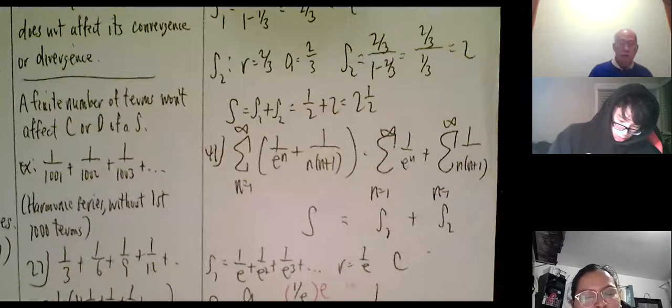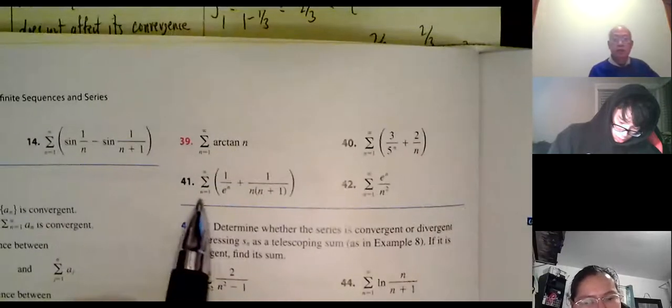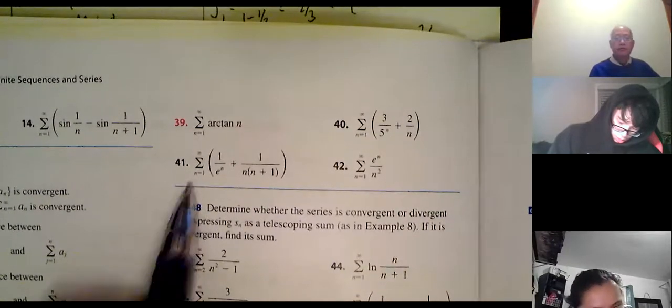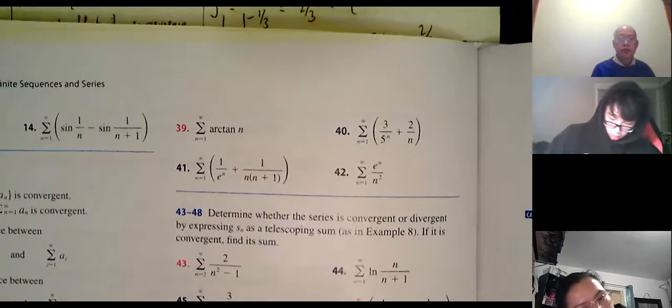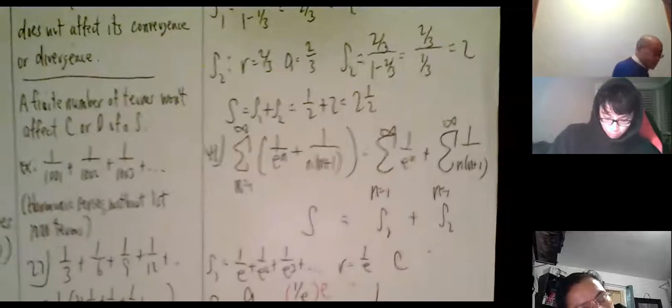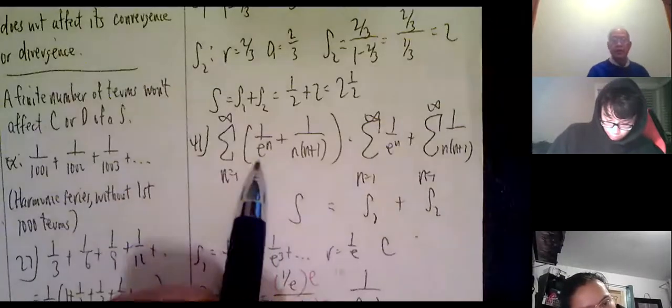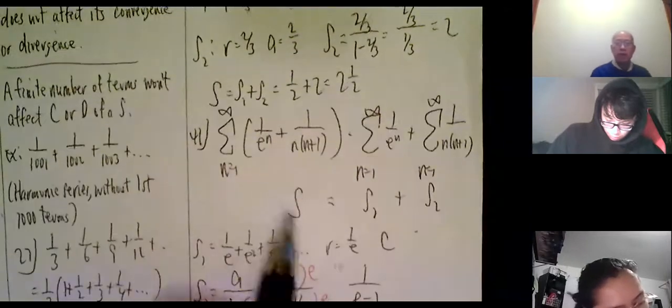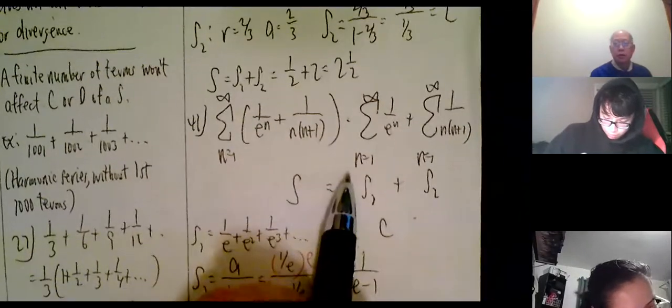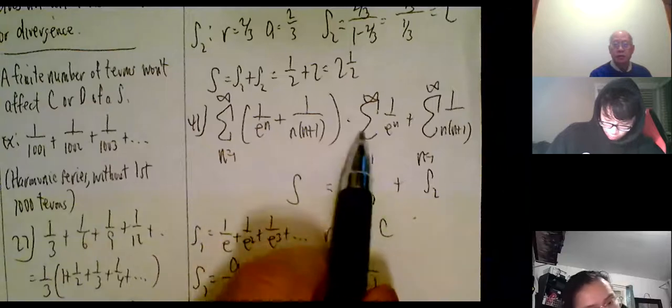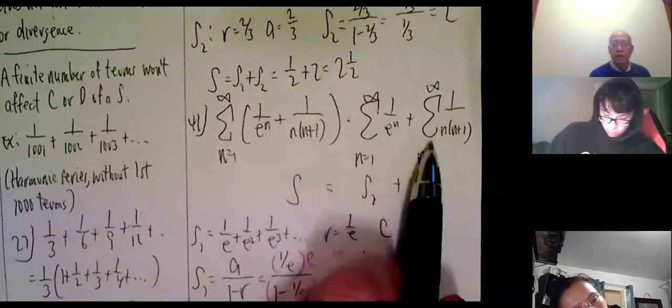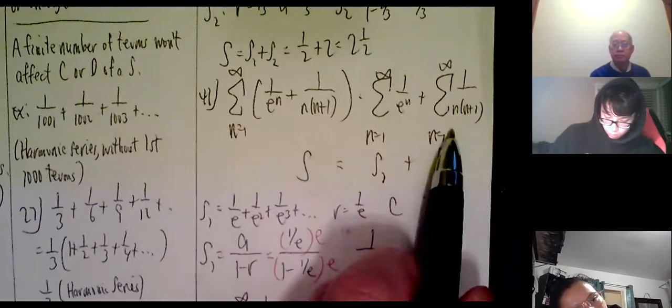Okay, then a much more complicated one, 41, and I notice 41 does match, believe it or not. So we'll do 41. 1 over e to the n plus 1 over n times n plus 1. There's a trick to doing this one. This one's not that bad, actually. Break it into 2. S1 plus S2. So 1 over e to the n and 1 over n times n plus 1.